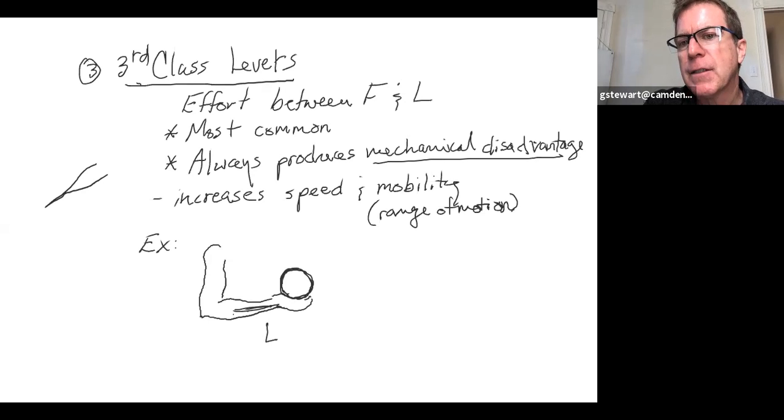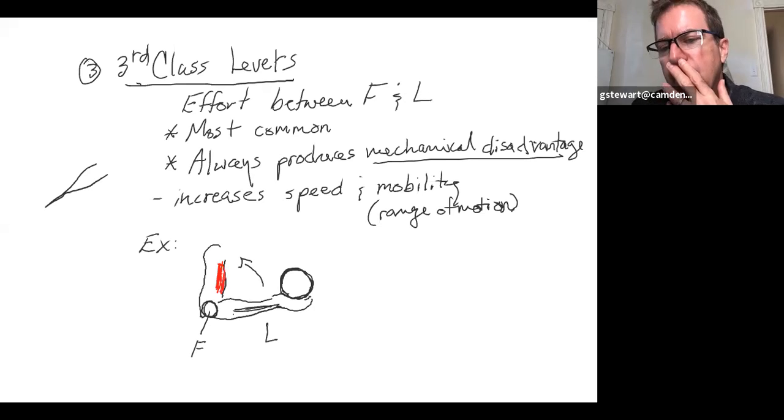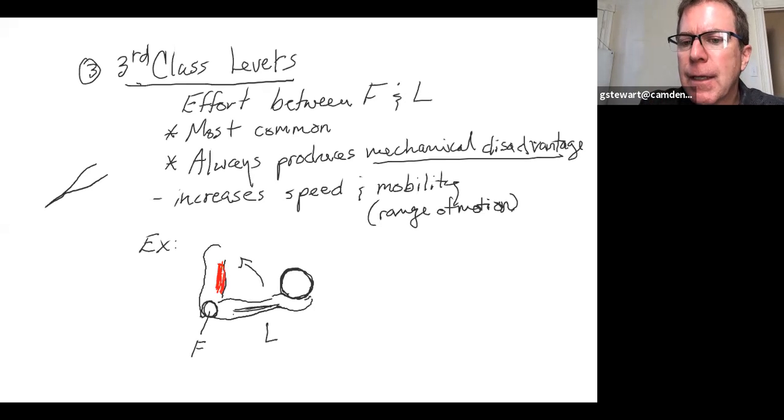And when we flex, we move around a fulcrum point, which is the hinge of the radius and ulna with the humerus right here at the elbow. So this is the fulcrum. Now you may be thinking the biceps brachii is the effort, which is true. It's up here. And it doesn't look like it's between the fulcrum and the load, but technically it is.